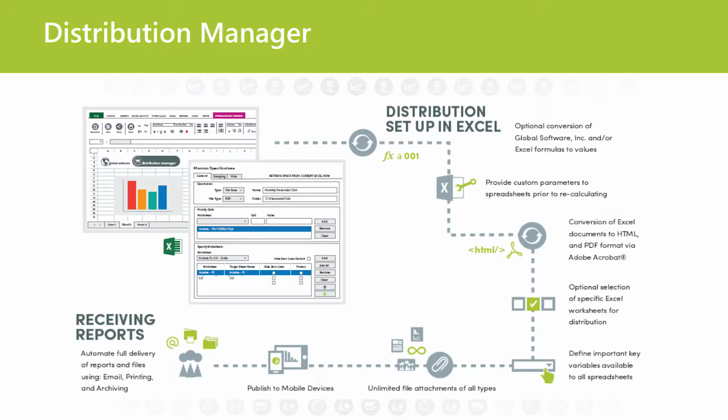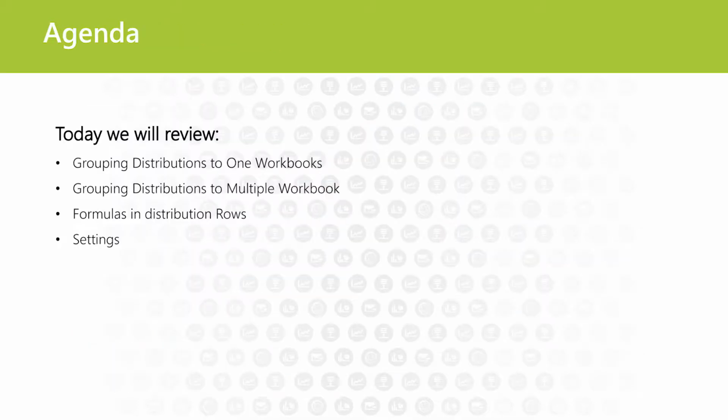The screen that you are seeing now is the Distribution Manager screen, which just gives a little bit of the flow and some functionality of what it can do from an overview perspective. Some of the topics that Daryl will be covering today and showing you in detail will be grouping distributions for one workbook as well as multiple workbooks, formulas in the distribution rows, and then he will go over every option in the settings and what those options represent.